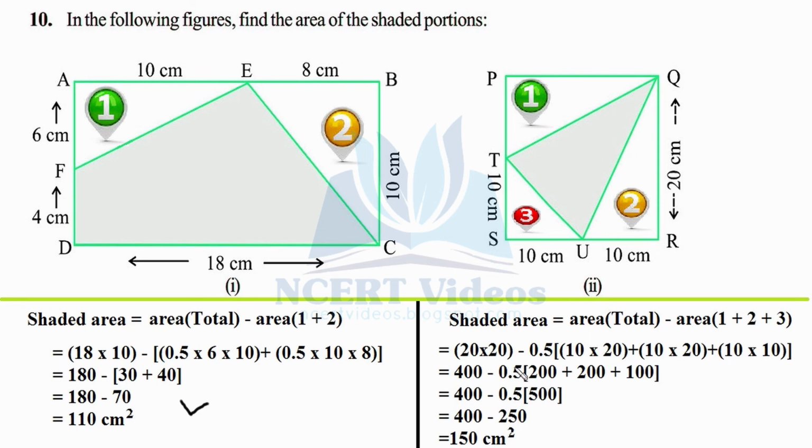400 as it is minus this thing, with the common half as it is. Solve within the bracket because of BODMAS. So 2 plus 2 plus 1 is 5, adding zeros, 500. Now we have to solve this first. Writing 400 minus, 500 into half. What is half of 500? Simple, 250. Now subtract it. 400 minus 250 is 150 centimeter square. So this is the required area of this shaded region. That's the second, and that's your 10th.